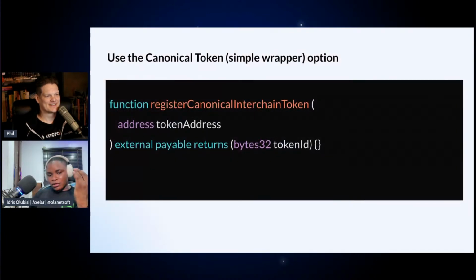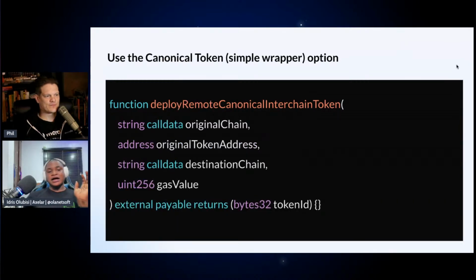So if you want to do it programmatically, this is the function that is available to you. You call the register canonical Interchain token function, and then you pass in your token address, and it returns a token ID to you. So after registering, of course, this is registering on chain A.